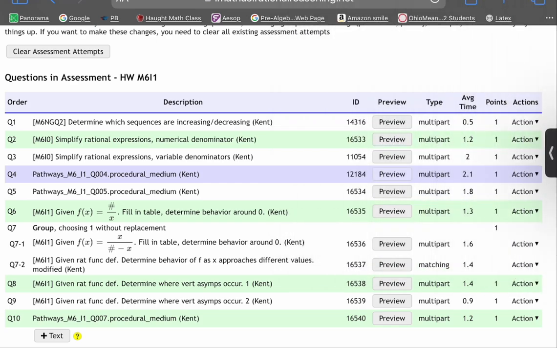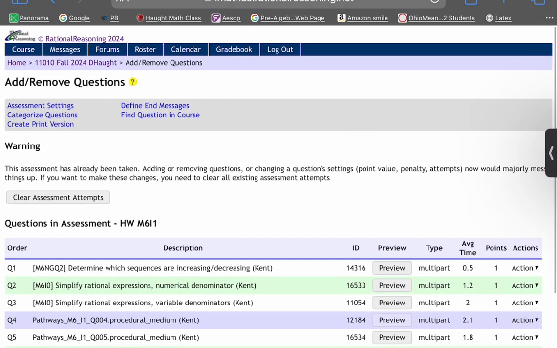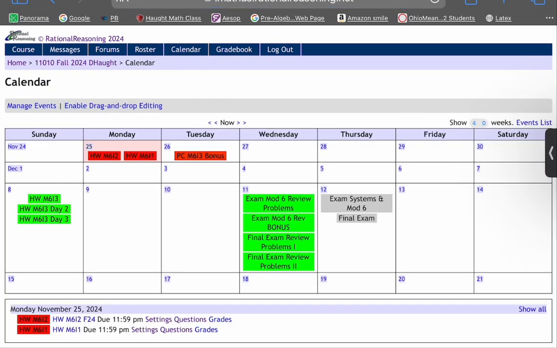Do we have any questions? Other questions about homework 6-1 that you would like to see? Any other questions about homework 6-1 before we look at 6-2? Okay, so now please at this time go to homework 6-2, please.